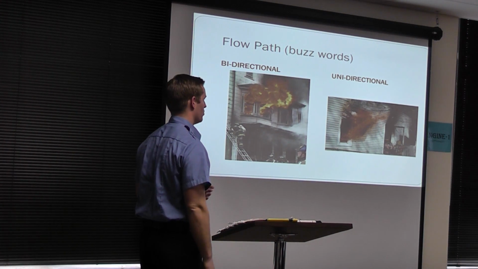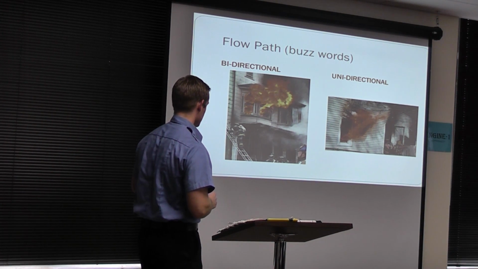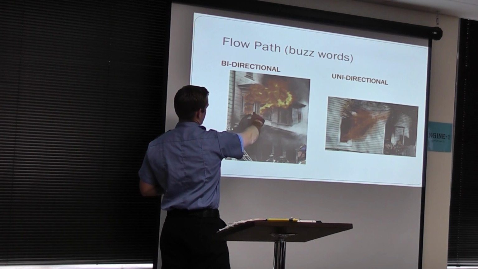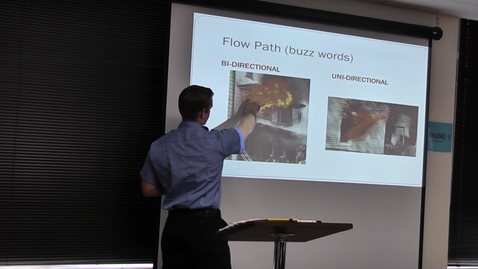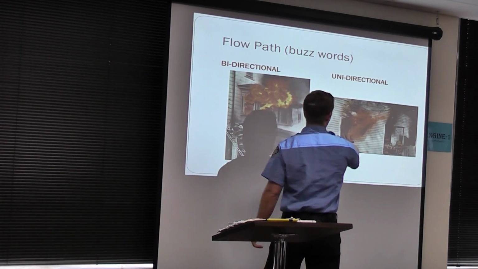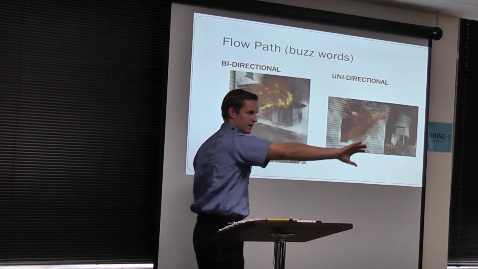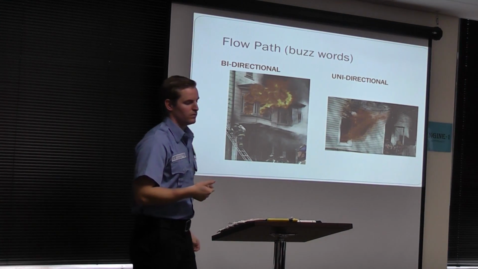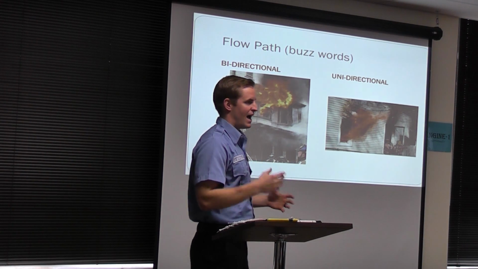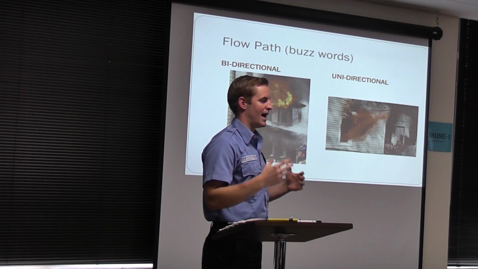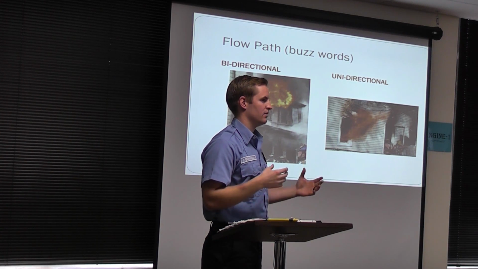And this is a kind of cool little trick here. So with a bidirectional flow path, I have intake coming in the bottom and exhaust coming out the top. In a unidirectional flow path, I have exhaust, or maybe it's an intake, but either way, it's going one way, right? So if I have a fire and that thing is flashed over, it has to have an intake somewhere.